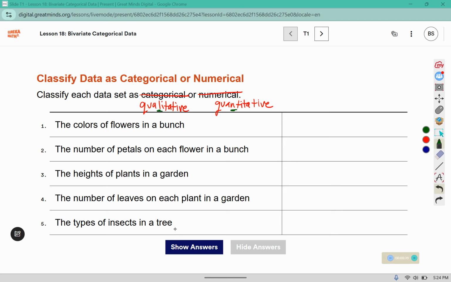So the types of insect in a tree, you're going to describe the insect using a label, not a number. So this would be qualitative data. Go through and label each of the following to finish your warm-up.